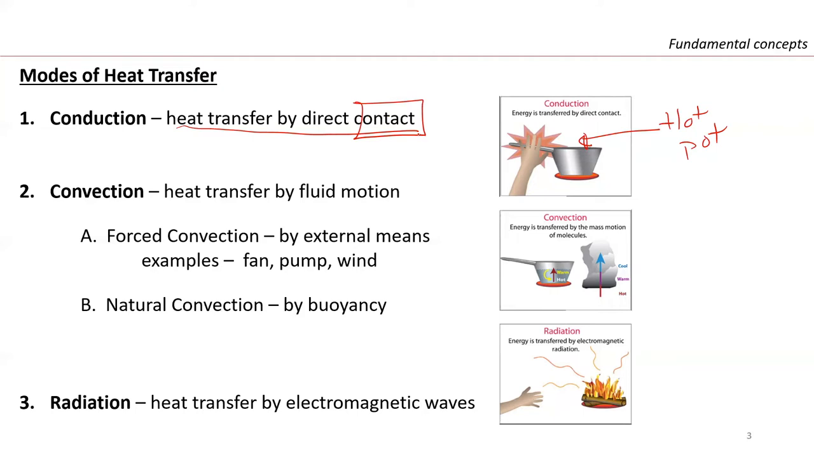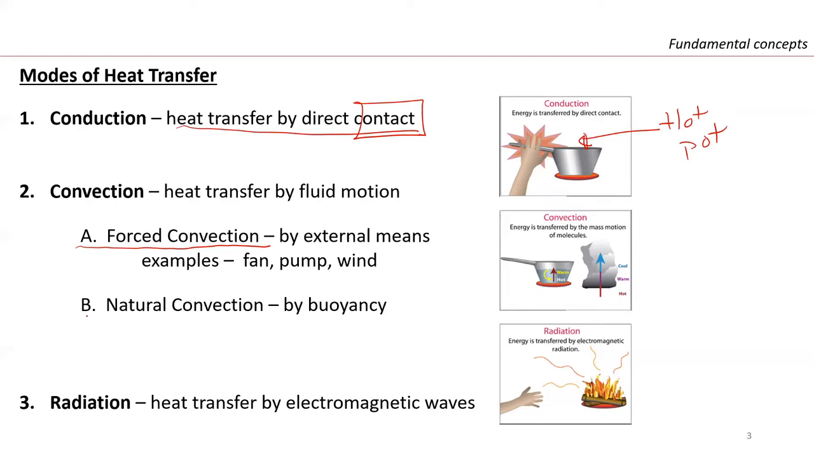Convection is heat transfer by fluid motion. And we have two types of convection heat transfer. One is forced convection, that happens by external means. That is when we are moving our fluid with a fan or a pump, right? That is typically what we do in engineering, right? We move fluids through pumps.